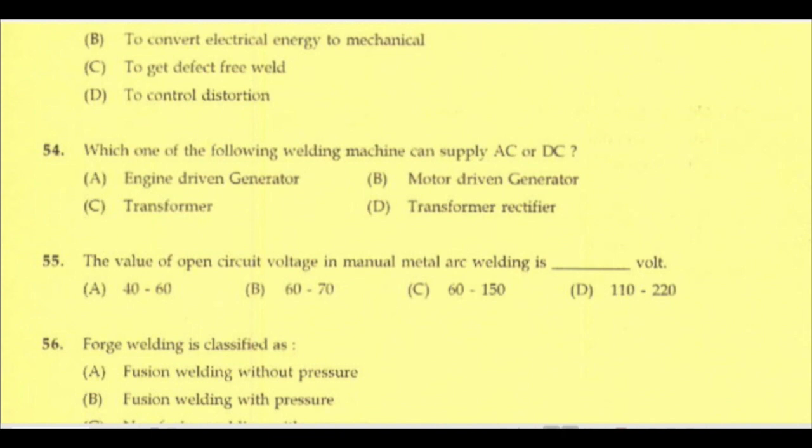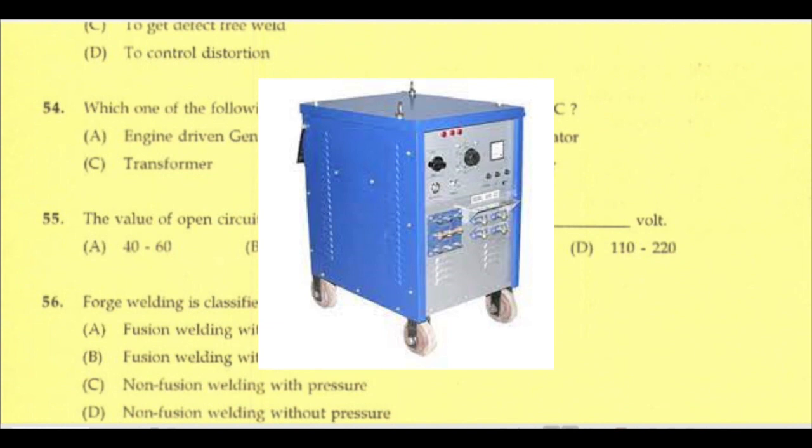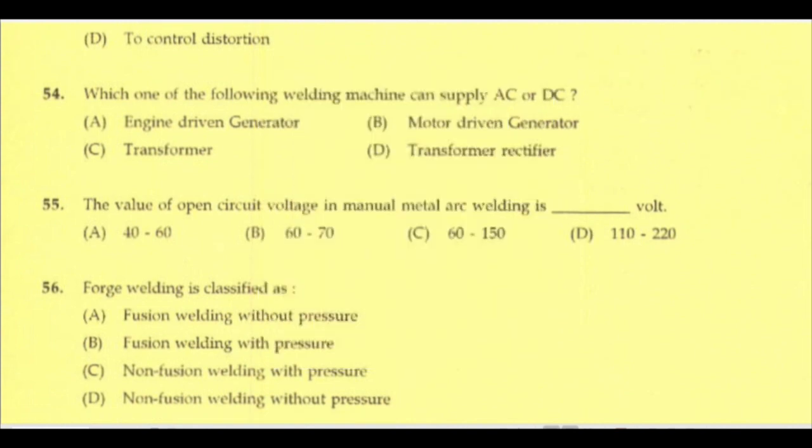Which one of the following welding machines can supply AC or DC? Transformer rectifier can supply AC or DC. The value of open circuit voltage in manual metal arc welding process is how much volt? It is around 60 to 150 volt.